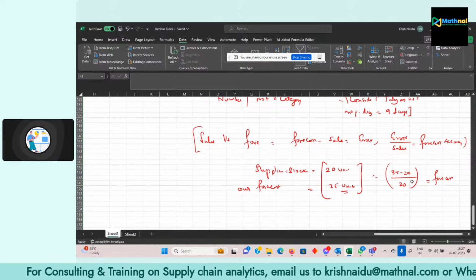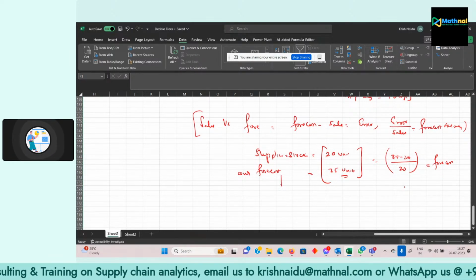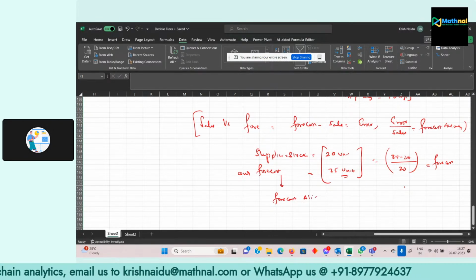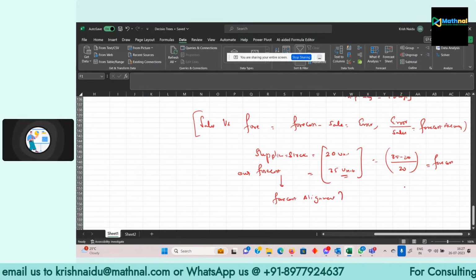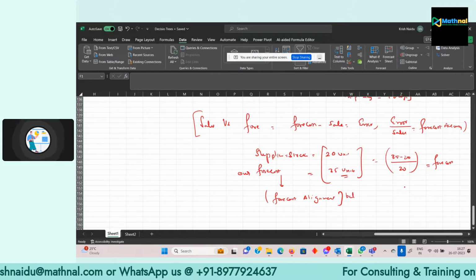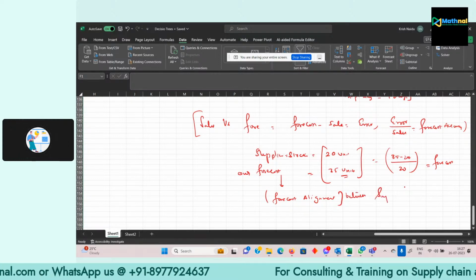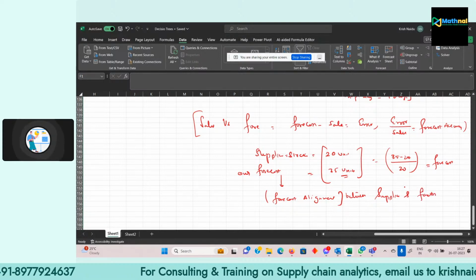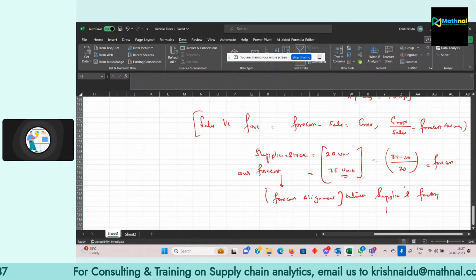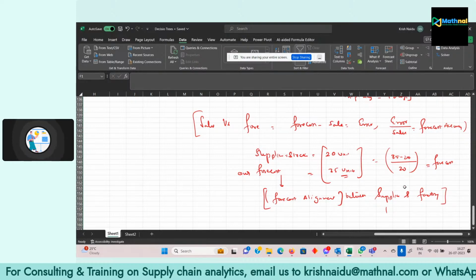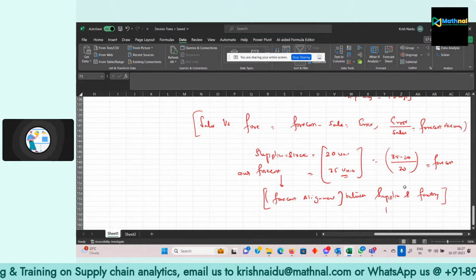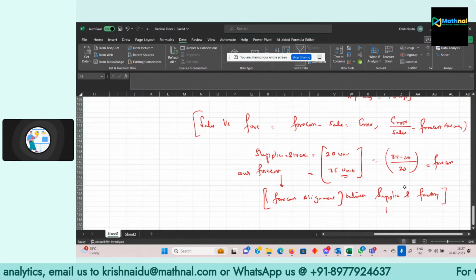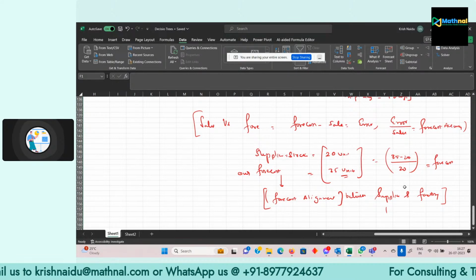We can also define this not as forecast accuracy but as forecast alignment between supplier and factory, the supplier and buyer. So this is what we are doing. This is a very important metric, forecast alignment. If you have the right forecast alignment between supplier and factory, the chances of getting a shortage from the supplier can be minimized.